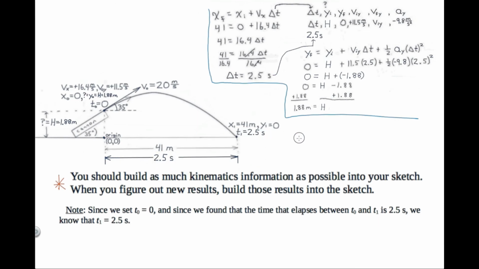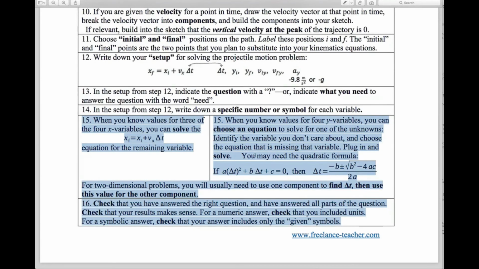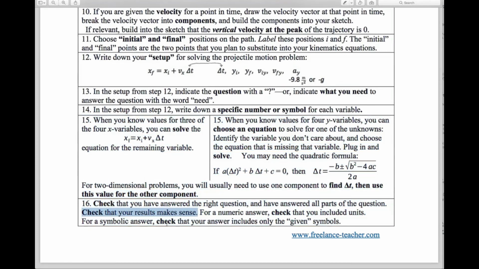Now we're ready to answer the question. The question asked us for the value of h. Let's round our answer to 2 digits, so that our final answer is h equals 1.9 meters. Here's a summary of the final steps in our projectile motion process. Actually, we have one more check left to make. We should check that our results make sense.